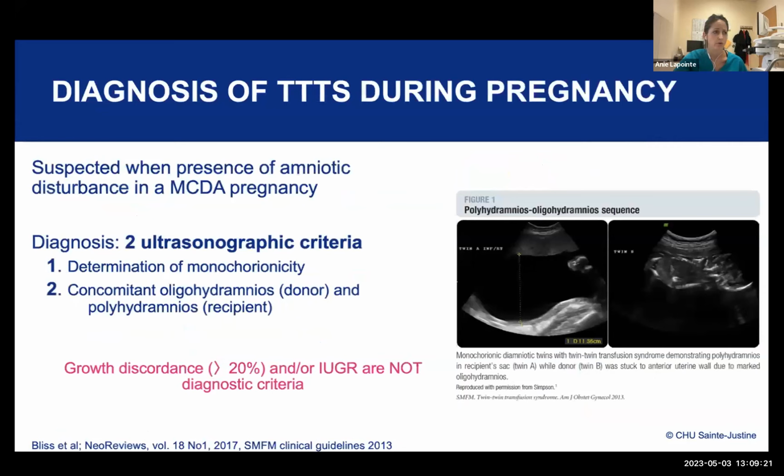The syndrome is suspected when there is an appearance of amniotic disturbances in a mono-di pregnancy. TTTS needs two ultrasound criteria. The first is the presence of a monochorionic pregnancy, and the second is the presence of oligohydramnios and polyhydramnios. Also, a growth discordance, usually defined as more than 20%, and IUGR often complicate TTTS. However, both are not diagnostic criteria.